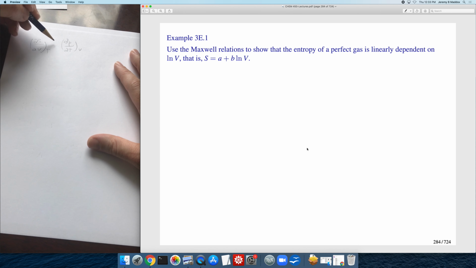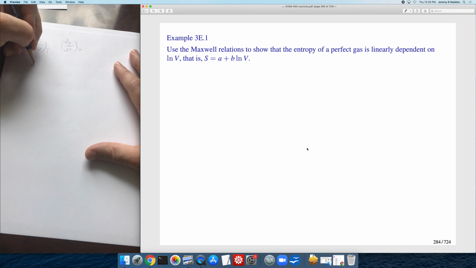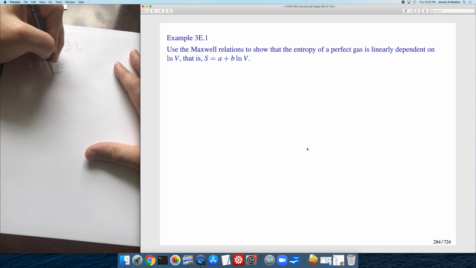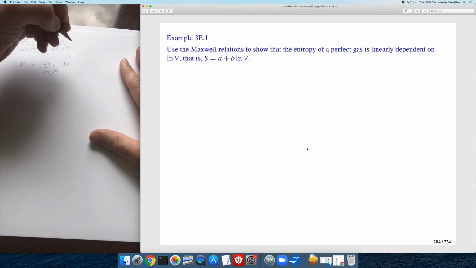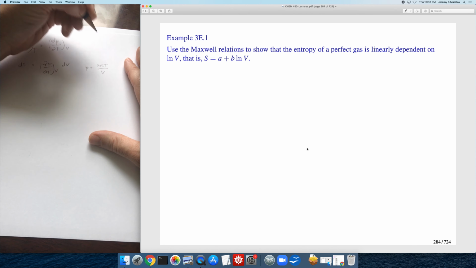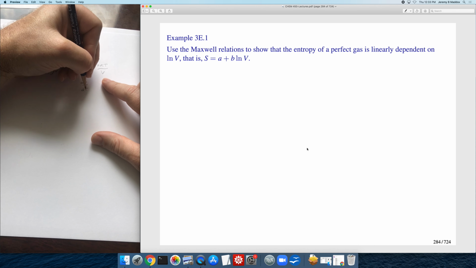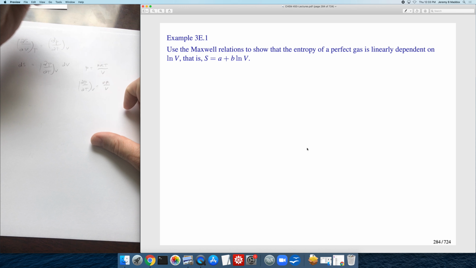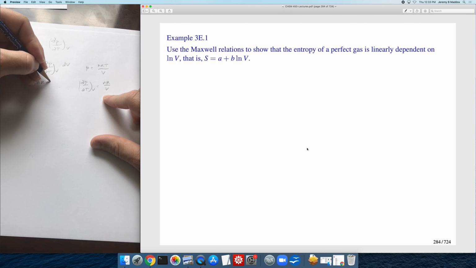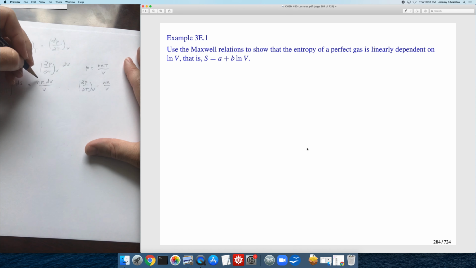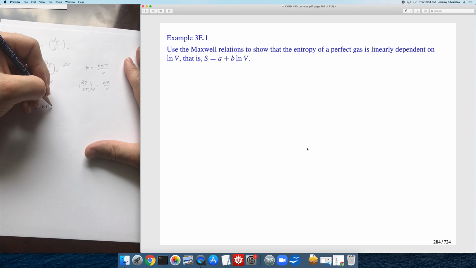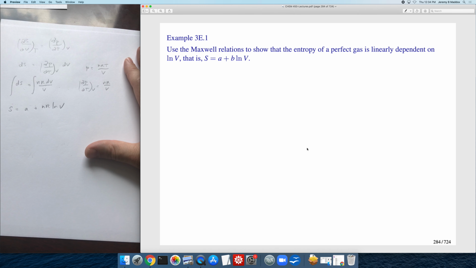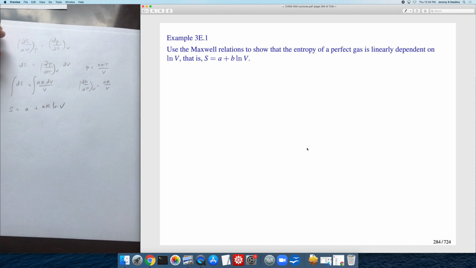So what we'll do is take the Maxwell equation and break up the left-hand side. I'm going to write it as dS equals this derivative here times dV. Now this derivative we can calculate, since it's a perfect gas, from the ideal gas law. Make that substitution in here. And now we can integrate both sides. We'll let this be the entropy. There's going to be some constant A, and then the coefficient in front is going to be nR, and then the integral will be the natural log of the volume. Here I've done an indefinite integral, which is what we were asked to show.